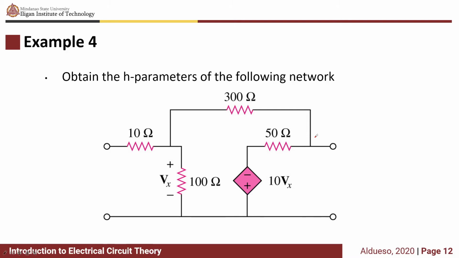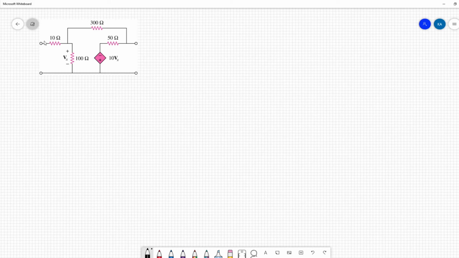For example, obtain the H parameters of the following network. First, let's label our V1 I1 and V2 I2. So this is our I1, V1, then our I2 and V2. Now for H11 and H21, V2 is equal to 0, for our port 2 is shorted. We have our H11 is equal to V1 over I1, V2 is equal to 0.